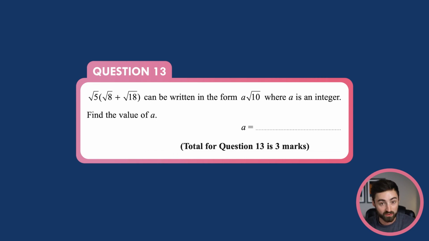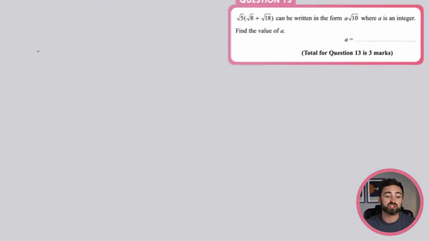13. Root 5 times root 8 plus root 18 can be written in the form a root 10, where a is an integer. Find the value of a. Okay, so surds. Let's write out what we have and then see what we can do. So root 8, root 18, and then they're all being multiplied. Let's have a think here. I think the way to do this would be to multiply each of these surds in the bracket by this root 5.